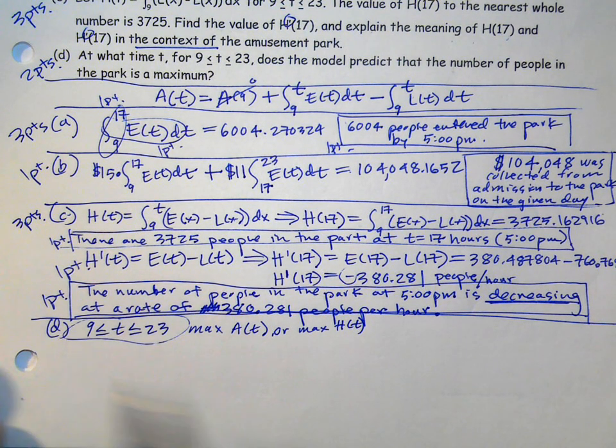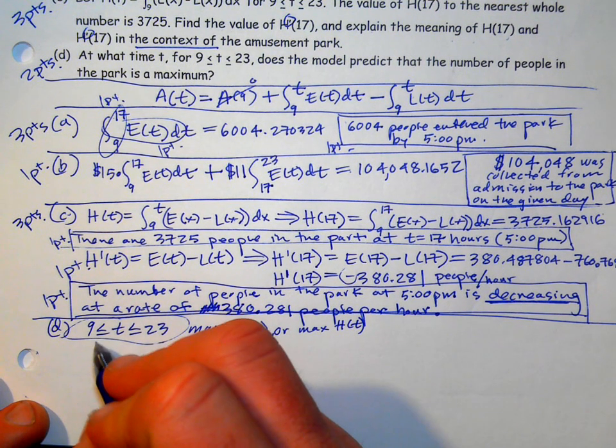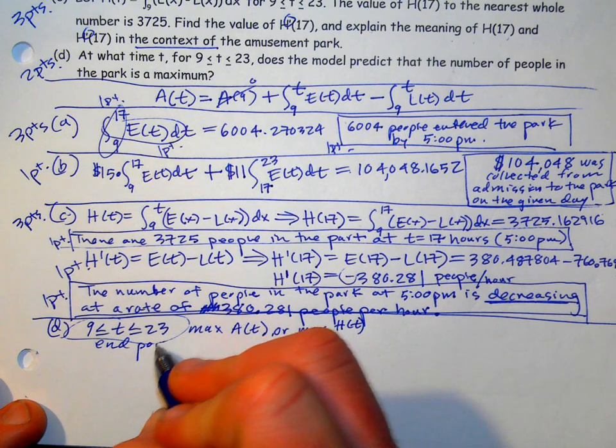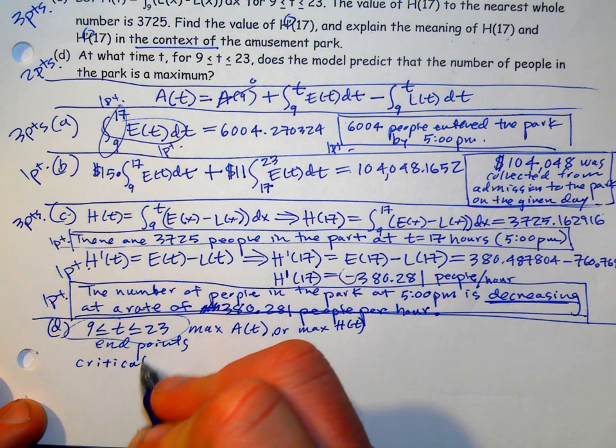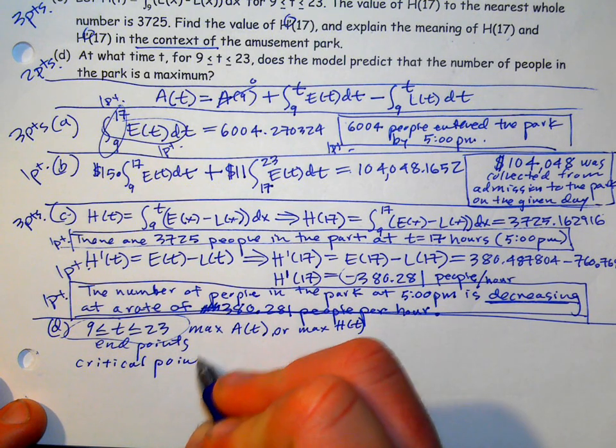We have endpoints, so we have a closed interval. It needs to be a continuous function, and we got to find critical points. So these are your endpoints. Might be good to write that. And we got to find critical points. So I'm going to write all this stuff down. I'm not going to abbreviate things. I'm trying to be very thorough.